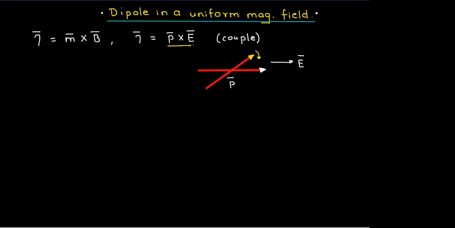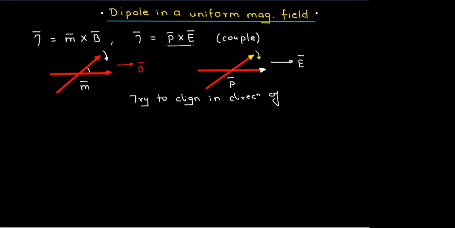Very similar thing happens for the magnetic dipole moment also. So suppose this is the magnetic dipole moment, in red color here. If you rotate it a bit like this, where an external magnetic field is like this, then again it will try to go back. So whether it is a magnetic dipole moment or an electric dipole moment, they will try to align in the direction of the electric or magnetic field.